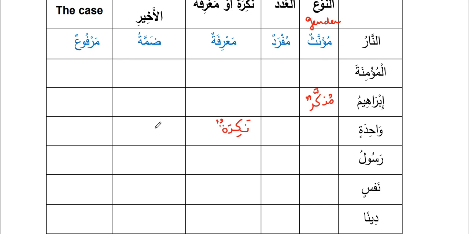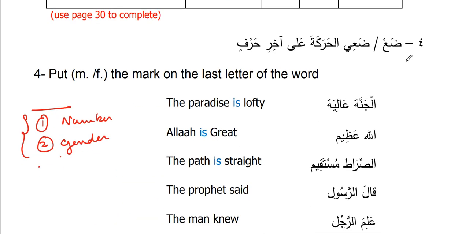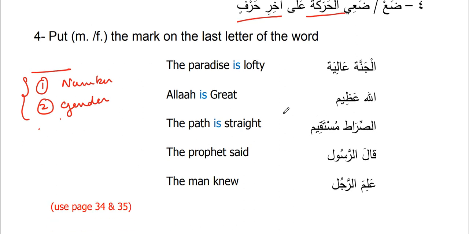In exercise 4, da. Da means to put. You have to put what? The harakat, the signs on the last letter. Ala means on and akhri harf means the last letter. So now I will do this with you, and remember the important points on khabar, that it goes accordingly with mubtada in number and gender. So now we will do this, inshallah.